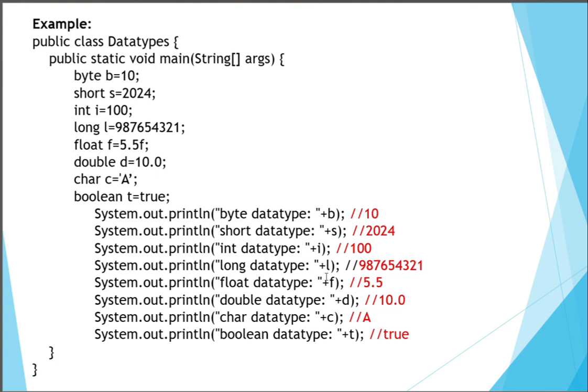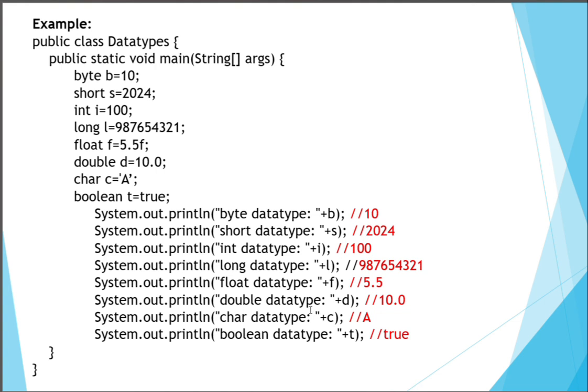And next, long data type. Here the L value is 98765432 L, so the output is long data type with this value. Next, the F value is 5.5 F. It cannot print the F because it is just for the compiler's understanding. So it just prints the value: float data type 5.5.